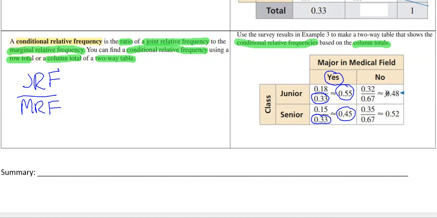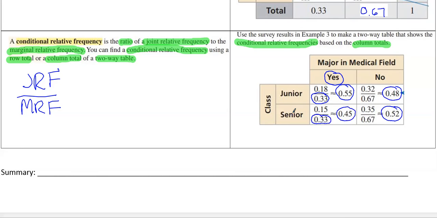So what does 0.48 mean here? Well, you take the joint relative frequency of people who were juniors that said no. That was 0.32, or 32% of the total sample, 680 students. And you write that as a ratio out of the 0.67, which was the decimal that represented all of the people who said no. We're writing 0.32 out of 0.67, 48%. Given the condition that they said no, 48% were juniors. That's the conditional relative frequency. So this is a conditional relative frequency because it's saying 52% of the people that said no were seniors.